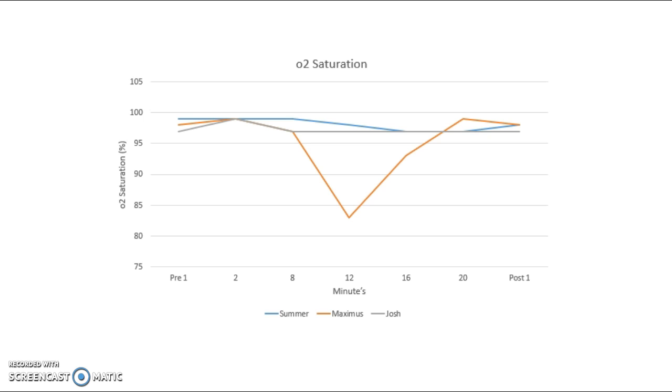We can see that around 12 minutes Max's O2 saturation dropped by more than 10 and then went back to how it was after around 3 to 4 minutes of this. This is very abnormal to happen and may have happened due to how it was being recorded or the equipment that was being used to record the data. However, this did not happen for Summer or Josh, and their data shows us that it was very similar to the normative data as it stayed around 99 and was constant throughout the whole 20 minutes and pre and post 1 minutes.